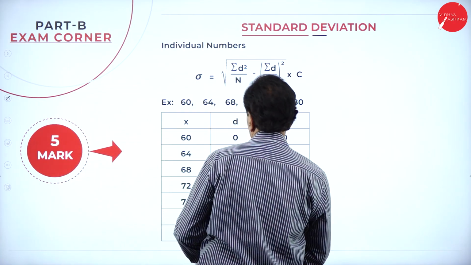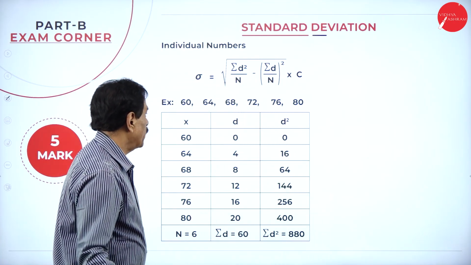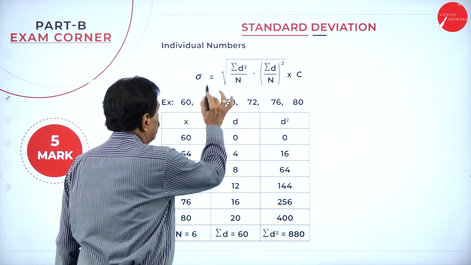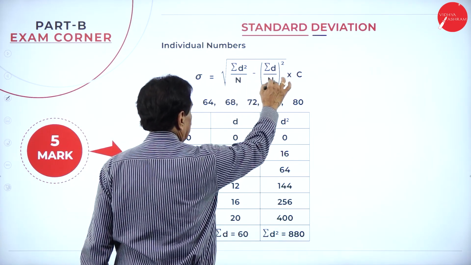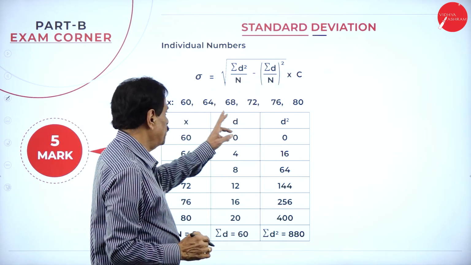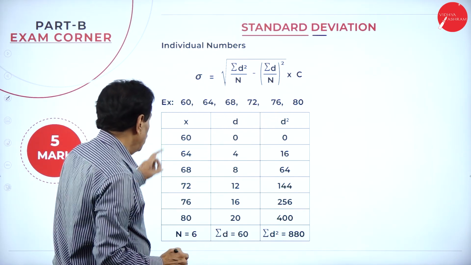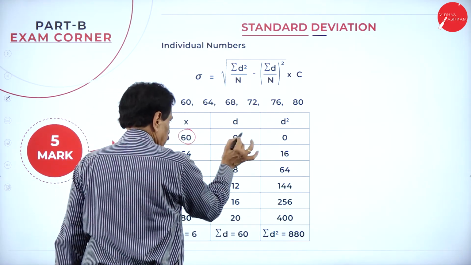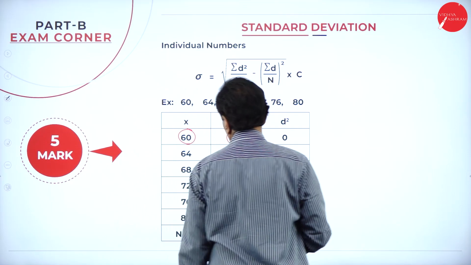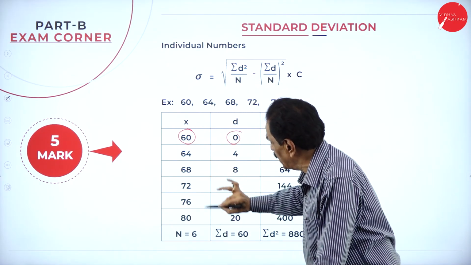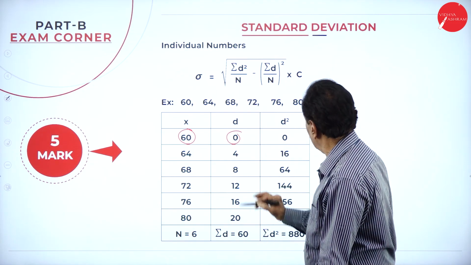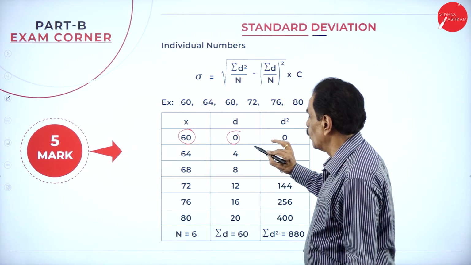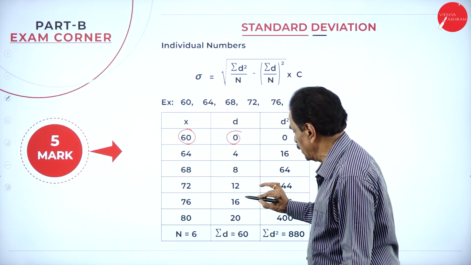Then standard deviation. When individual numbers are considered, it may ask for 5 marks. The formula is root of sigma d square divided by n minus sigma d divided by n whole square. The numbers are 60, 64, 68, 72, 76, 80. I took the first number as 0, then took the deviations. Here, see the numbers: 64 adding. How much more? 4 more, 8 more, 12 more, 16 more, 20 more.